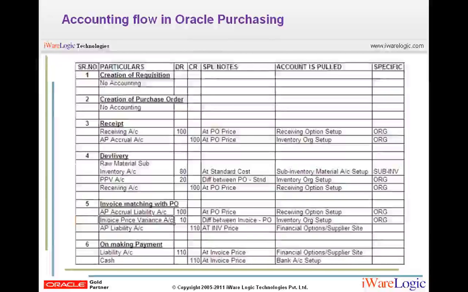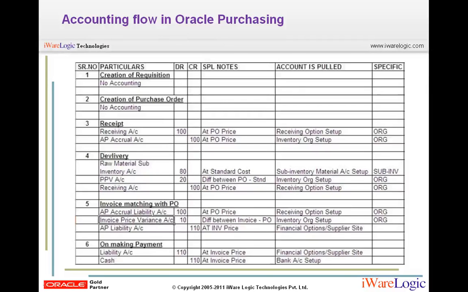Purchase order, there is no accounting impact in the procure to pay life cycle. But at the time of receiving, the receiving account will be debited and the AP accrual account will be credited at the same time. At the time of delivery, when delivering the material from the organization to the sub-inventories, the raw material sub-inventory account will be debited by the amount of the cost of the material.